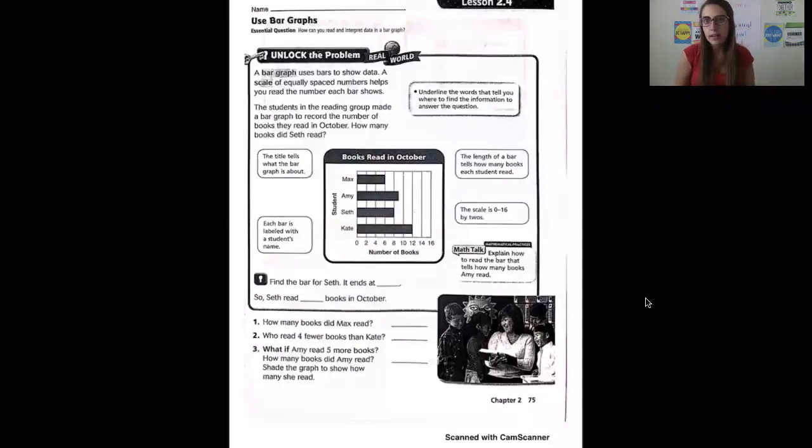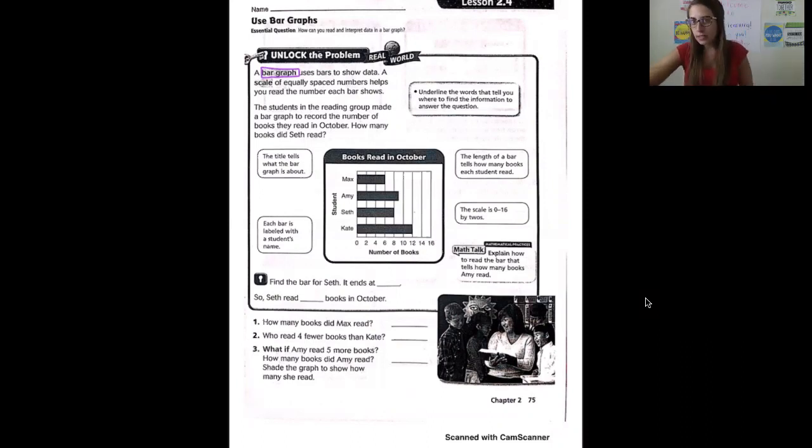Hi friends, so today we are going to learn how to interpret bar graphs. All that means is we are going to learn how we read a bar graph. So let's look up here. It says, a bar graph uses bars to show data. Bar graph is an important vocabulary word that I'm going to want to keep in mind when we are working on these. A scale of equally spaced numbers helps you read the number each bar shows.